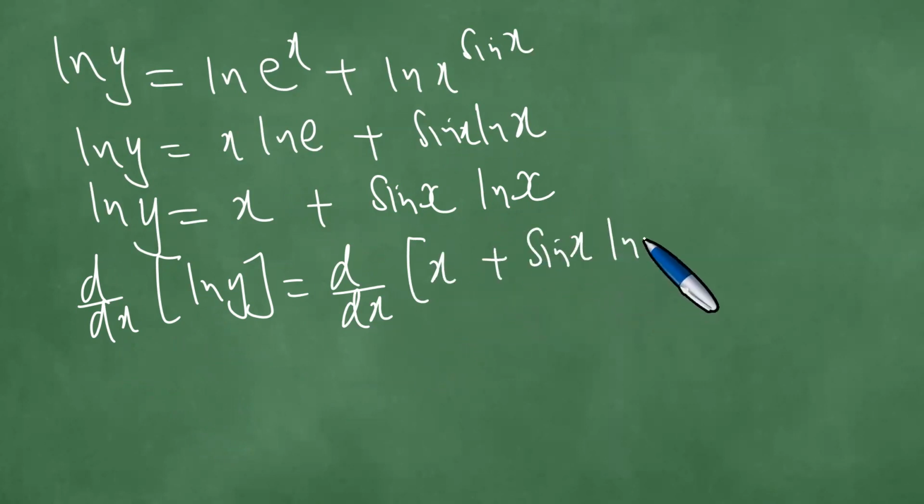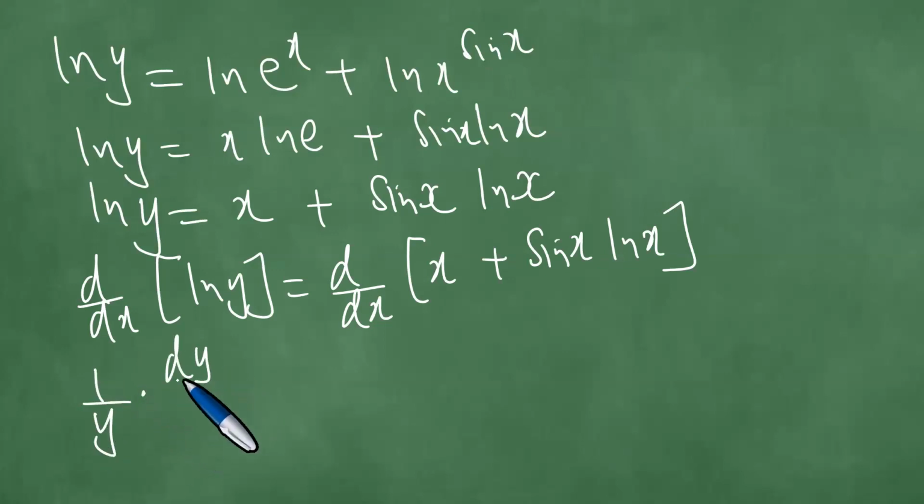y equals the sine of the natural log of x. Now, let's find this. How do we evaluate this? The derivative of the natural log of y is 1 over y times dy/dx, like so. The derivative of x is 1, plus.